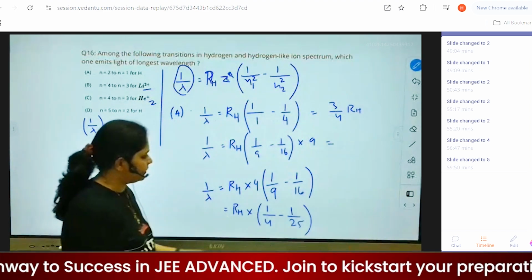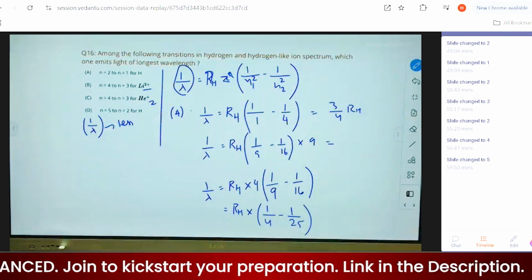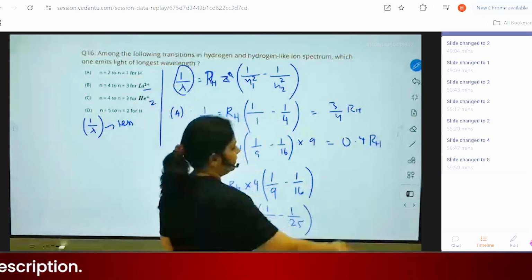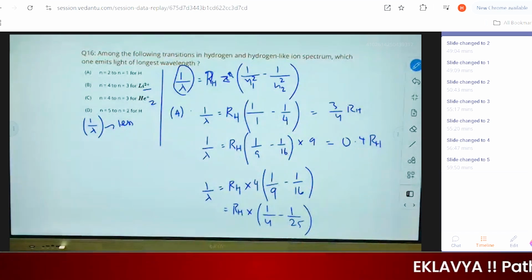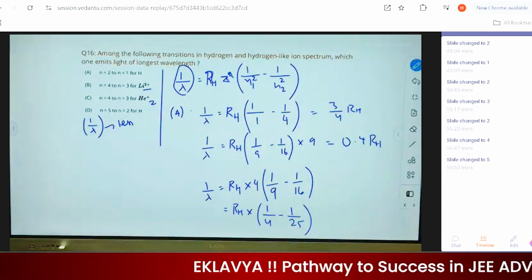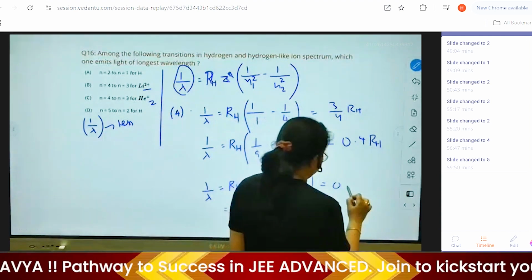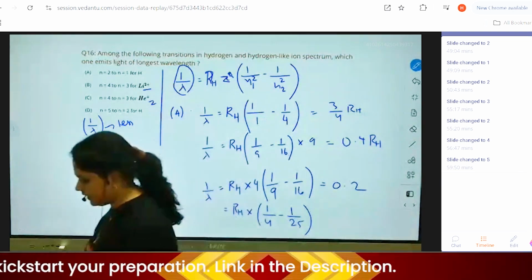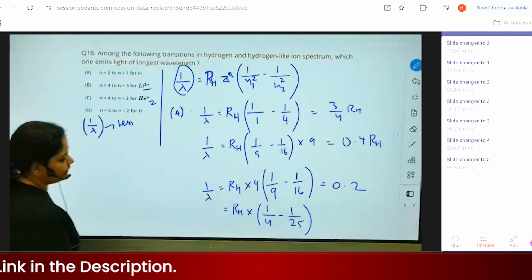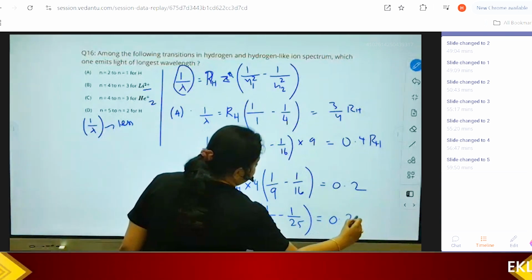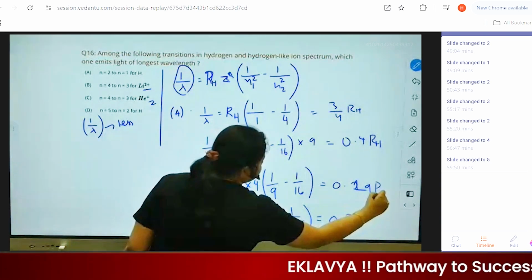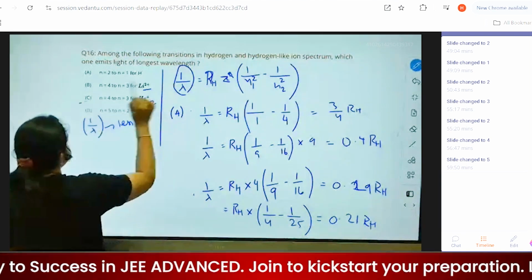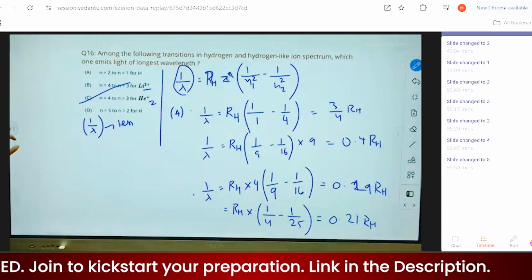Here if we calculate this one, it will come somewhere around 0.4 RH. This is 0.4 RH. Next, the third one, if we calculate, will be somewhere around 0.2. So here 5, 4, 25. Then the next one, if we find out, will come somewhere around 0.21. This will be 0.19 RH. This will be 0.21 RH. So here the least one is the third one. So this is the answer. Moving further, next question.